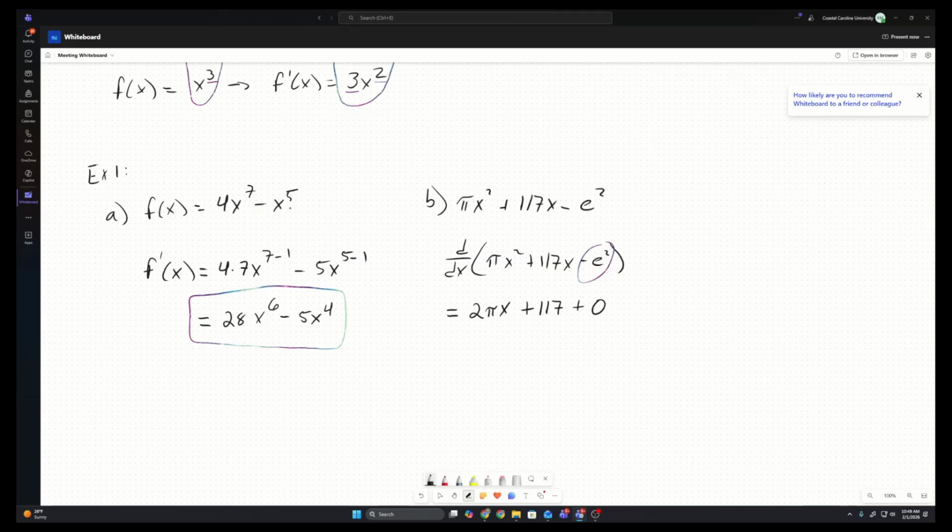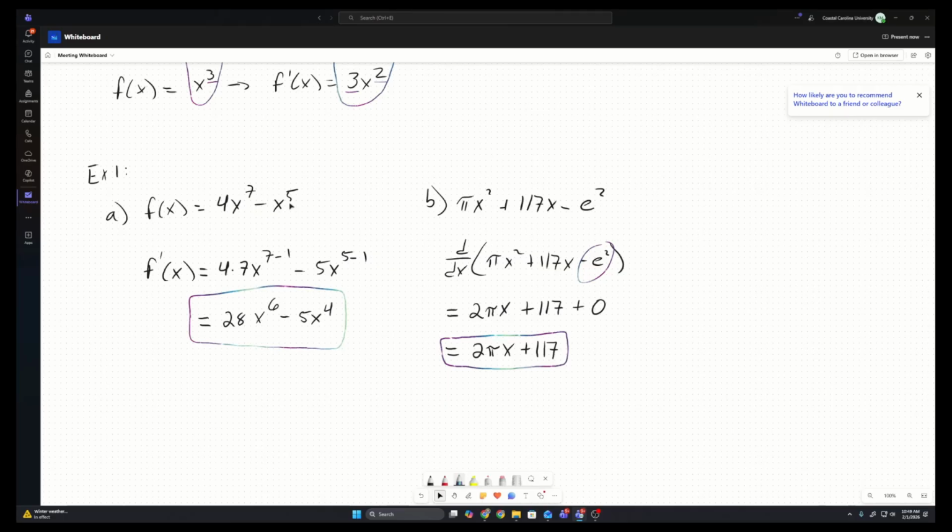E is tricky because there are some times where it doesn't turn to 0. Okay, you're going to see that rule at the end of the video here. But if you have just e squared or something like that, it's a constant, it just goes to 0. So really all I care about is 2 pi x plus 117. This will be the result we're looking for.